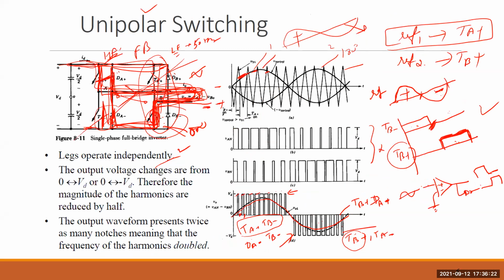I read the reason that in bipolar we are changing the voltage from minus VDC to plus VDC, and in unipolar we are changing voltage from 0 to VDC. So that's why bipolar can provide a higher reactive power in comparison to unipolar. But I did not get the reason why it is so.